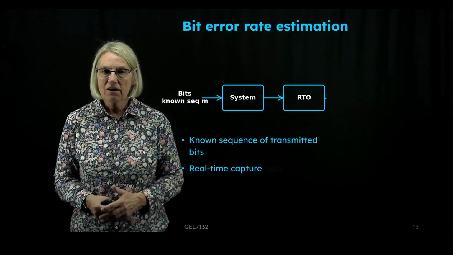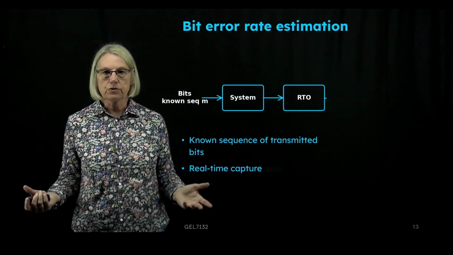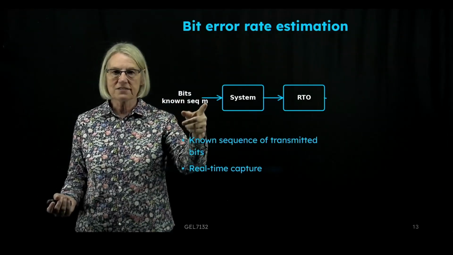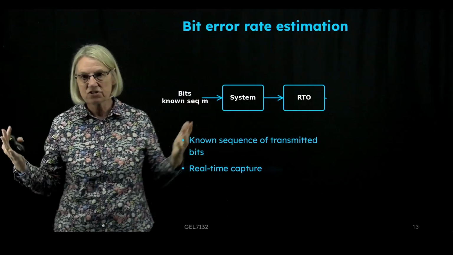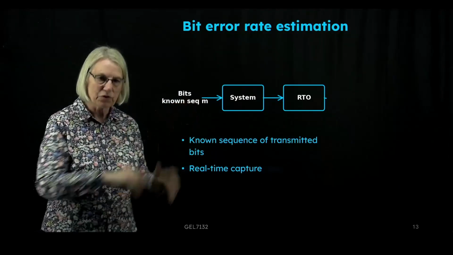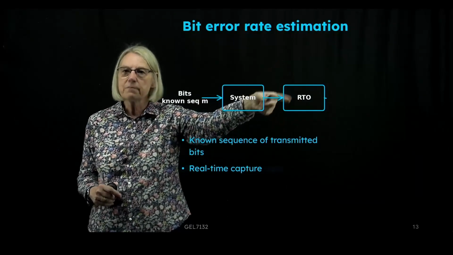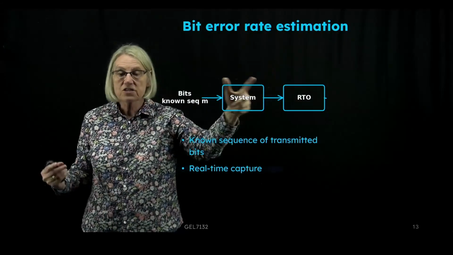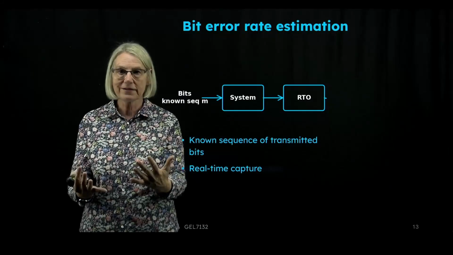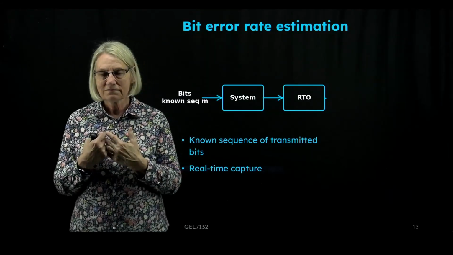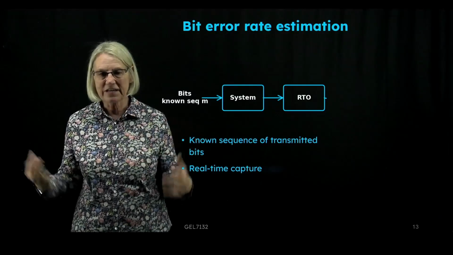So in bit error rate estimation, what do we do? We take bits of a known sequence. M here just means the message I'm sending through. I put it through my system. I receive it on a real-time oscilloscope, because on a real-time oscilloscope I can reconstruct the bits that I've received. I can do bit error rate estimation because of that.